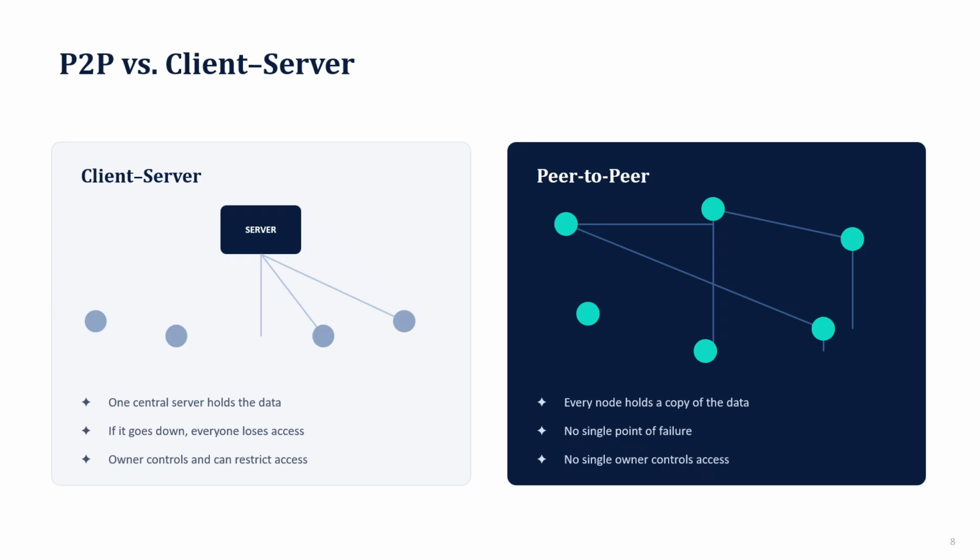A peer-to-peer network flips that. Every node holds its own copy of the data, so there is no single point of failure and no single owner who can control access. That's the architecture blockchain is built on.